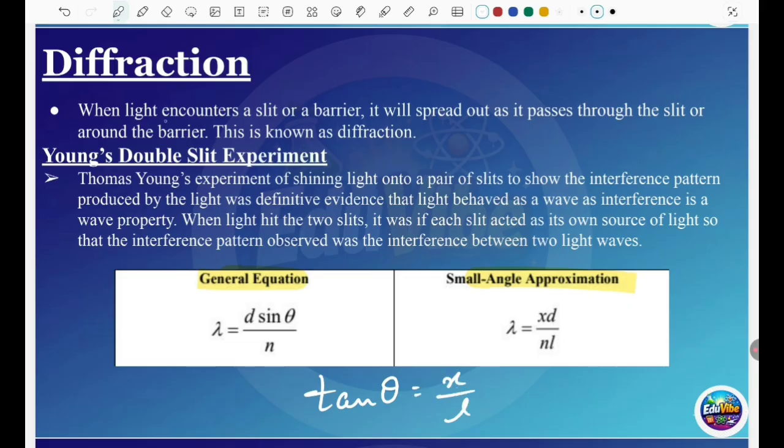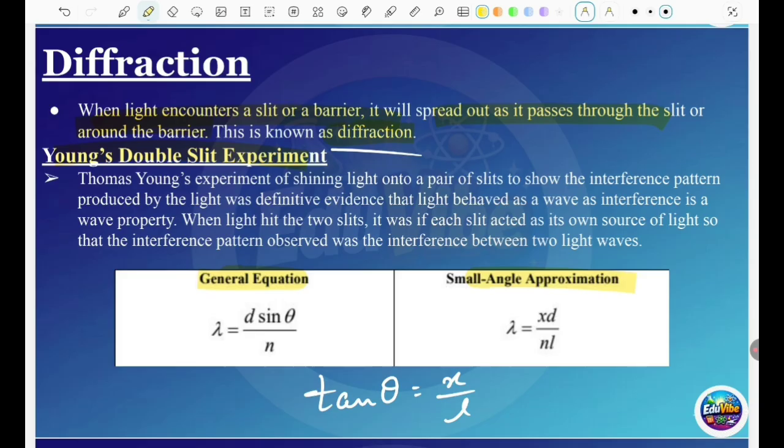Okay? So when light encounters a slit or a barrier, it will spread out as it passes through the slit or around the barrier. This is called diffraction. You don't need to know more about the diffraction part, but you have to know something for diffraction, which is the Young double slit experiment, a very important experiment, and this experiment can be done with two formulas.